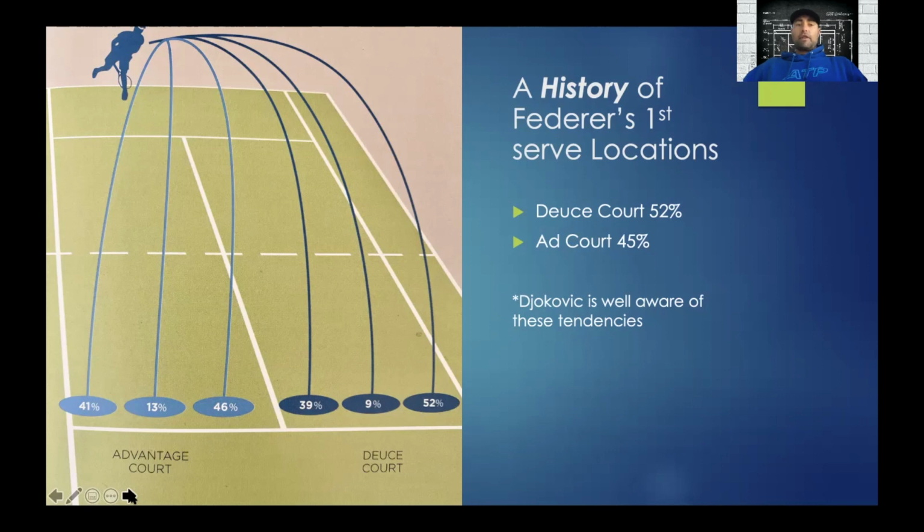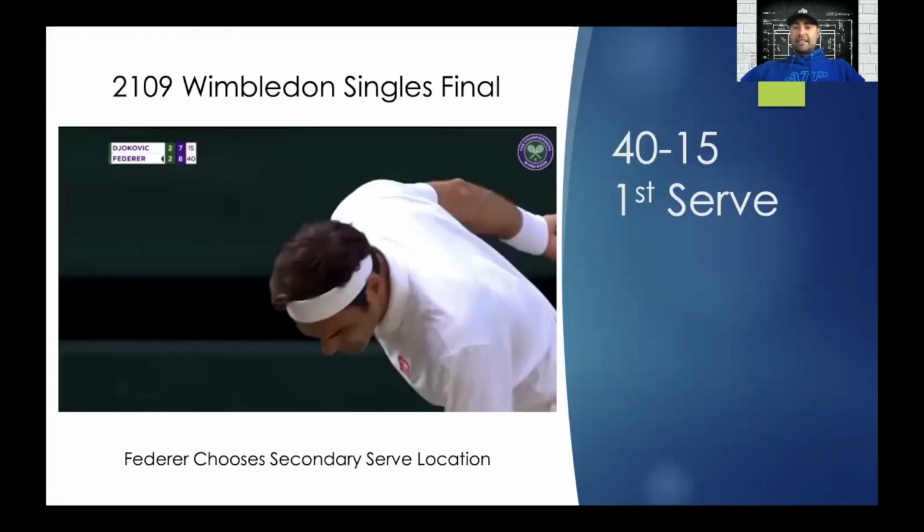That's definitely what Federer is most comfortable with. So it's really important to know that Djokovic is also very well aware of these tendencies from Federer. This is the 2019 singles final. This is 40-15 in the first serve. And it's interesting because Federer chooses the secondary location, and he chooses his secondary pattern here to go down the tee because he knows that Djokovic on such a huge point will be covering the wide serve.